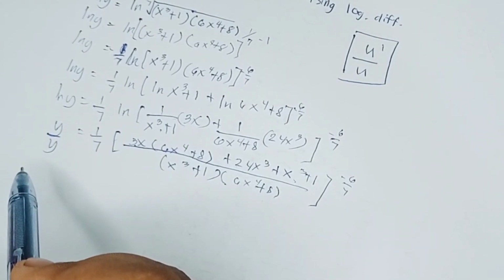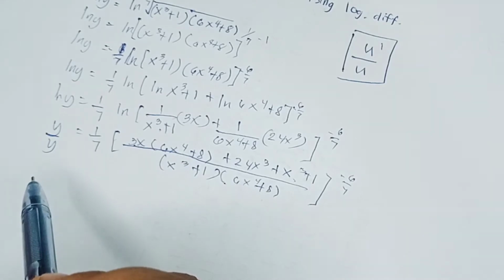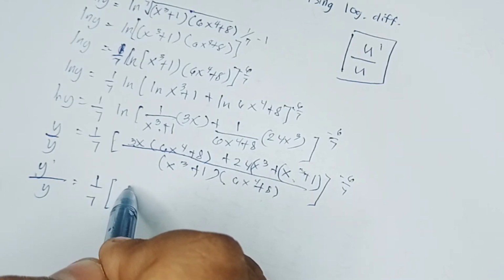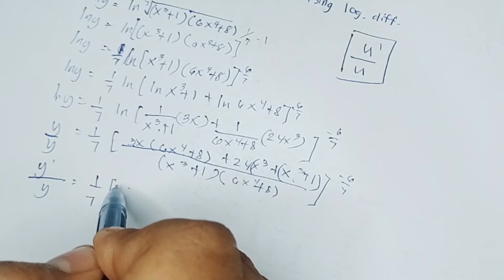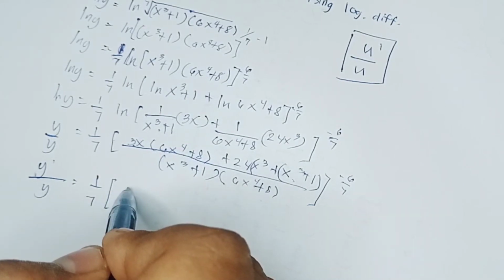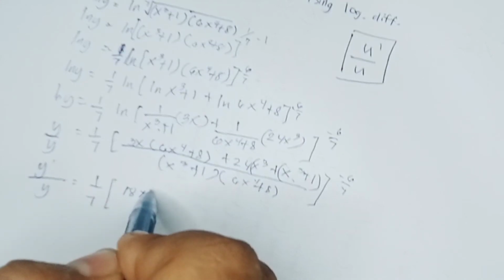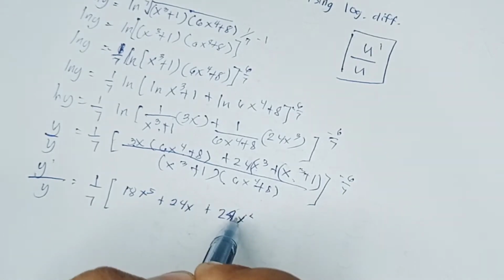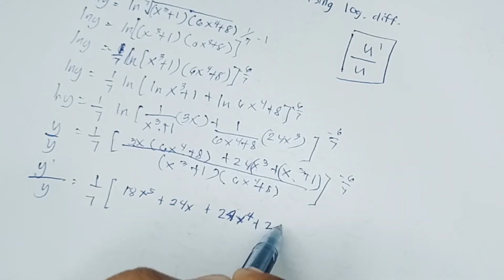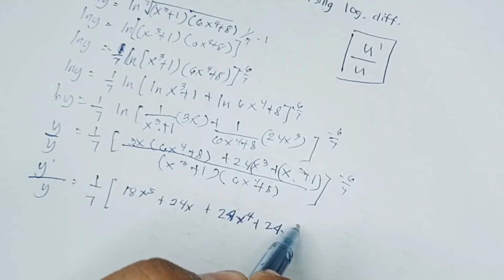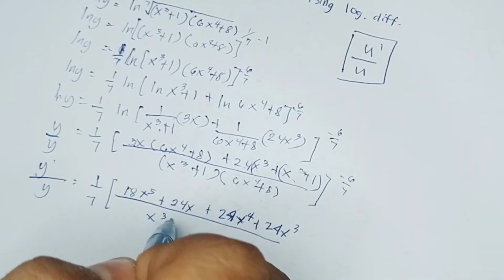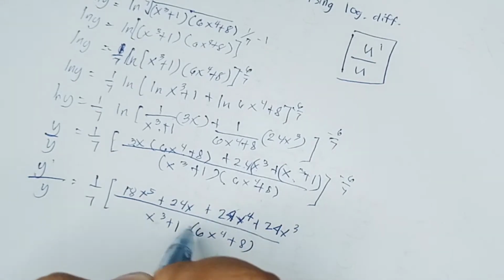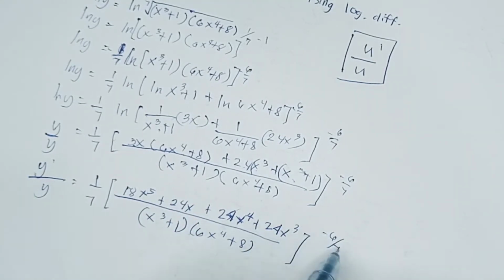Now that we already differentiated both sides to a single fraction, we can simplify it by distributing each outside term to the inside. 3x times 6x raised to 4 is equal to 18x raised to the 5th plus 24x raised to the 4th plus 24x cubed, all over x cubed plus 1 times 6x raised to 4 plus 8, raised to negative 6 over 7.